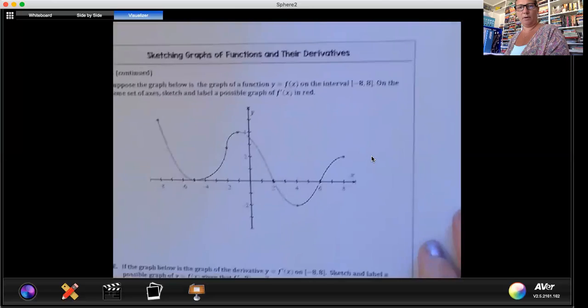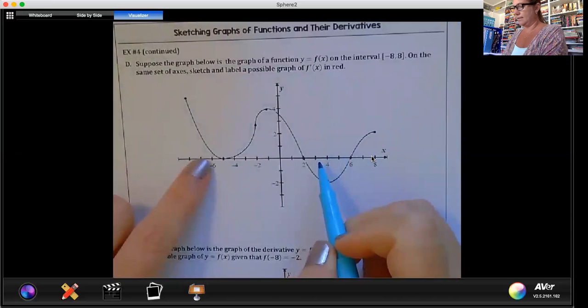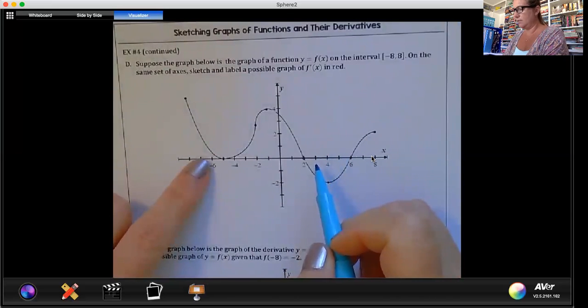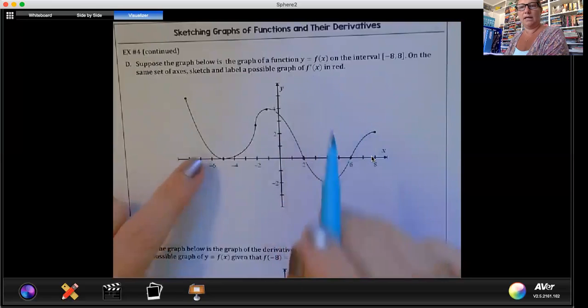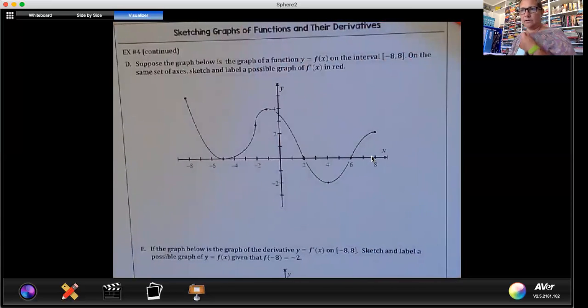All right, looking at example number 4, part D, a couple of things we need to make some notes on here so that we can figure out how best to create our graph. So this is the graph of f of x. On the same set of axes, sketch and label a possible graph of f prime in red. All right, so we'll get to that here in just a minute. So what's happening is we're going to do kind of a graphical analysis of f of x to see what it would look like on f prime.